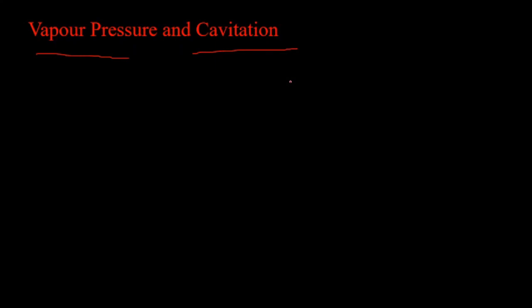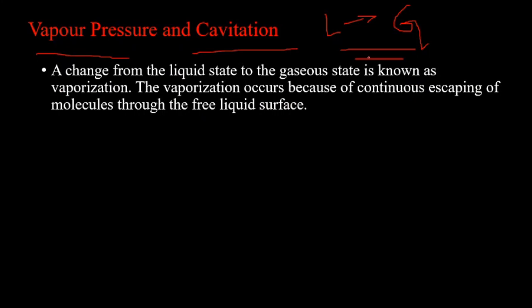So what is vaporization? A change from the liquid state to the gaseous state is known as vaporization. And this vaporization occurs because of the continuous escaping of molecules through the free liquid surface. Whenever the liquid is heated to boiling point, at 100 degrees centigrade, the liquid converts into vapors, and the vaporization occurs because of the continuous escaping of water vapor molecules through the free surface of a liquid. So it is called vaporization.